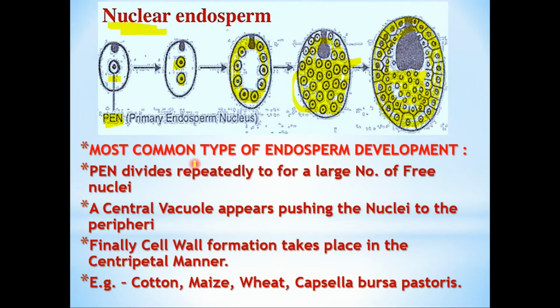As I said in the earlier slide, this is the most common type of endosperm development. The examples are cotton, maize, wheat, Capsella bursa-pastoris, etc.